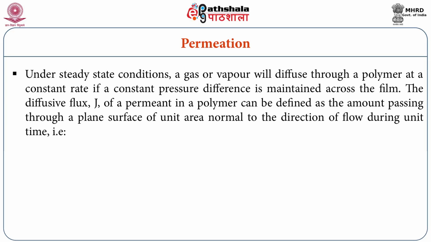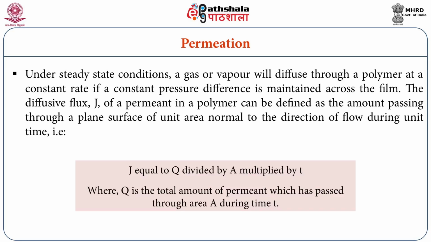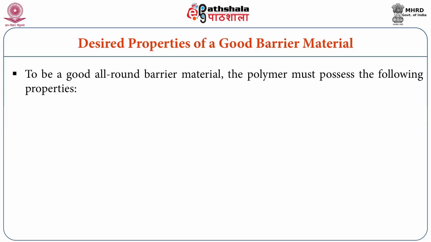The diffusive flux J of a permeate in a polymer can be defined as the amount passing through a plane surface of unit area normal to the direction of flow during unit time, that is J equals Q divided by A multiplied by T, where Q is the total amount of permeant which has passed through area A during the time T. Looking at the desired properties of good packaging material or good barrier material.